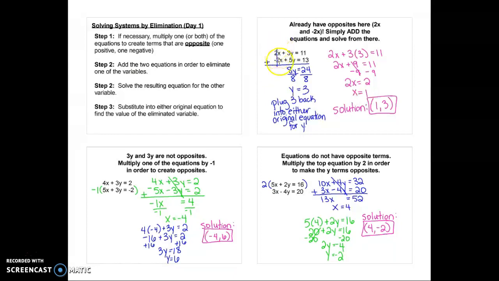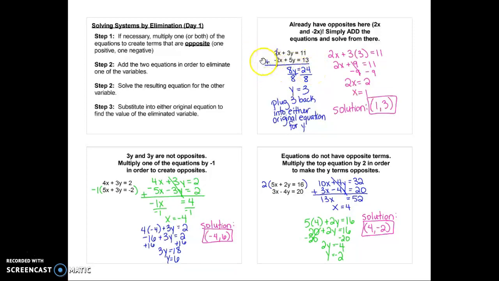Okay? And we're just going to add vertically, just like you would normally do with addition. Okay? 2x plus a negative 2x. They're opposites of each other, so they cancel out. They eliminate, which is why this is called the elimination method. My goal is to get the x term to eliminate, okay, which it does. Then I come over here, 3y plus 5y is an 8y, and then 11 plus 13 is 24.